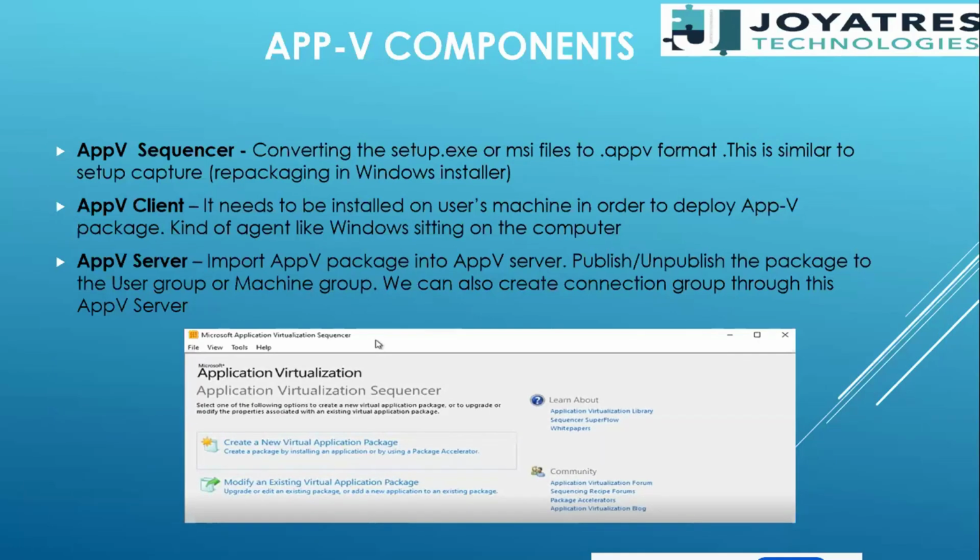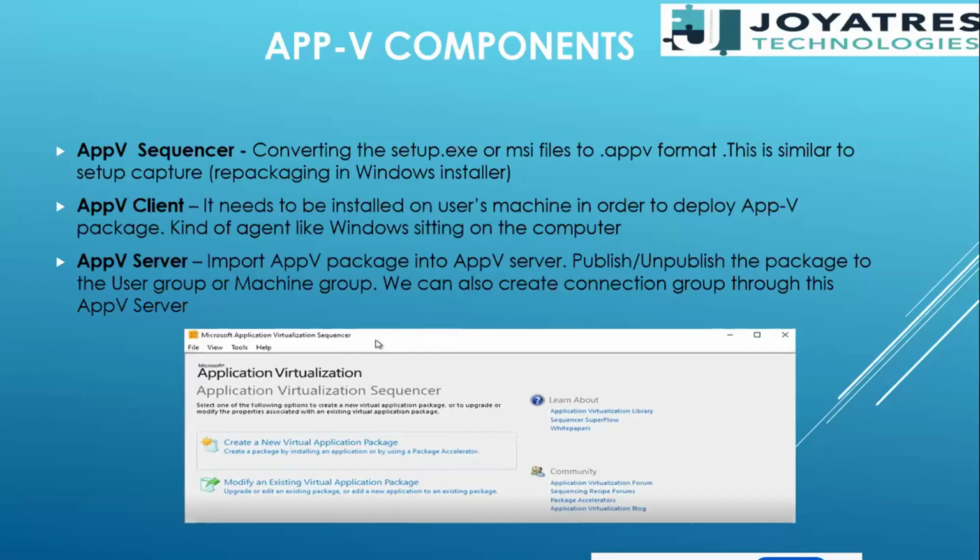The AbbVie client needs to be installed on the user's machine in order to deploy an AbbVie package. It is a kind of agent, like Windows Installer sitting on the computer. If you want to use an AbbVie application, you should have the AbbVie client deployed. Then only would you be able to use the AbbVie package. Just as we have the Windows Installer service running for MSI applications, in the same way for using AbbVie applications we should have the AbbVie client installed.